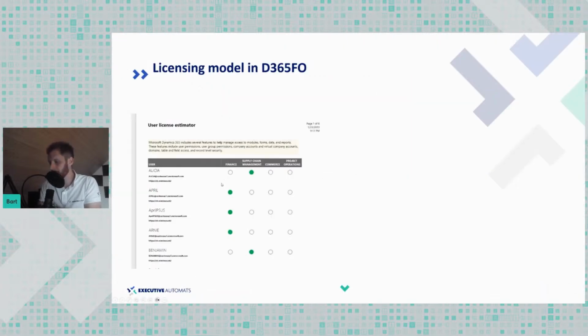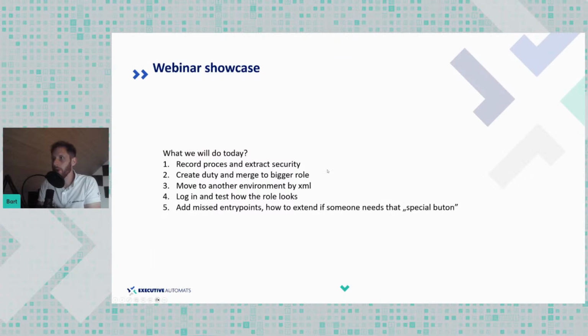Coming back to the presentation, what are we going to do? We're going to recode together a process to extract security. Then we're going to build a duty and merge that into the bigger role. Then we're going to move some roles between environments, and we can test it out. At the end, we can make some changes to the role to see how to add one button which we've missed. So if a user receives the new role for a position and they say, oh, we need that one extra button which was missed, we are able to easily extend the role in a few clicks.